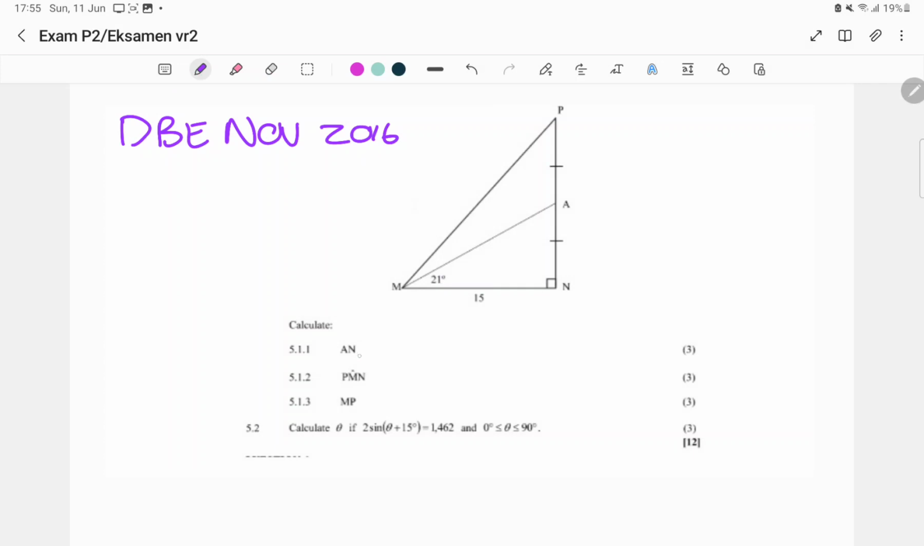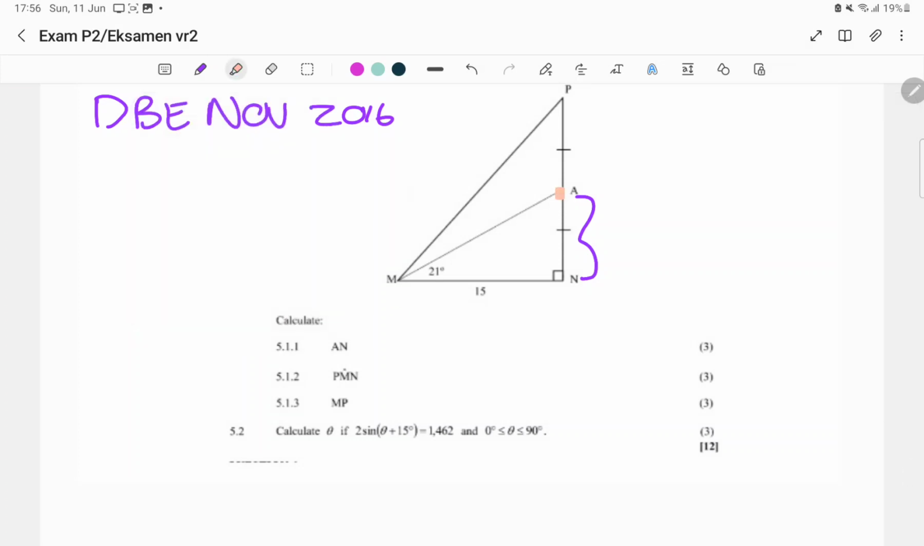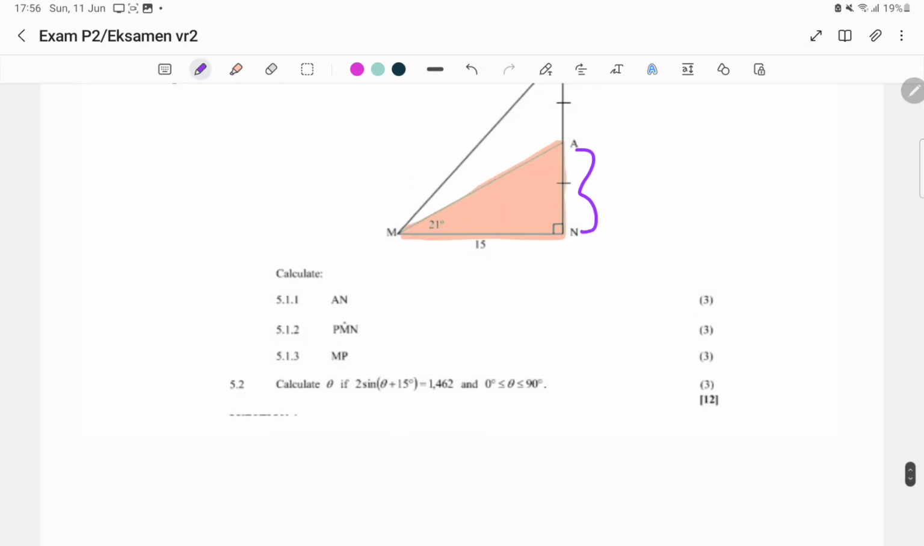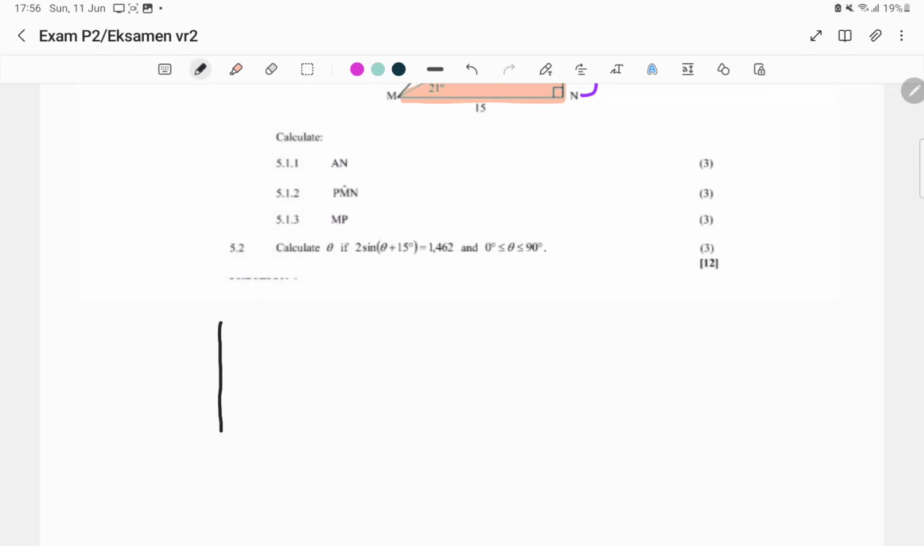The first thing they ask you is to calculate the length of AN. Line AN is here. What I like to do is take my triangle and break it up for myself into a smaller triangle. Just focusing on this triangle, this is triangle AMN. If you're struggling to see it automatically, you can always redraw it for yourself. Let me quickly redraw my triangle here.